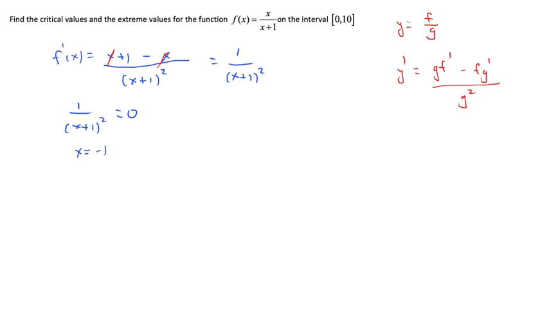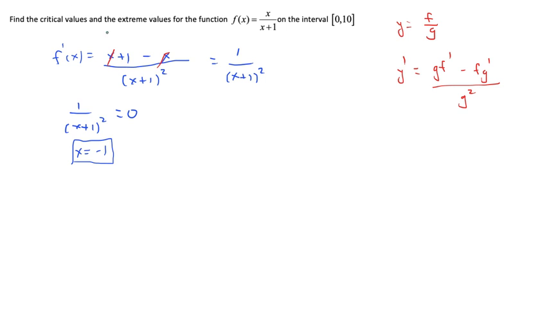Oh, but there's a little bit of a wrinkle here. We only want to find critical values on this interval, from 0 to 10. So in any other case, -1 would be a critical value, but it does not fit into this domain here. So our critical values are only going to be these two endpoints, 0 and 10.